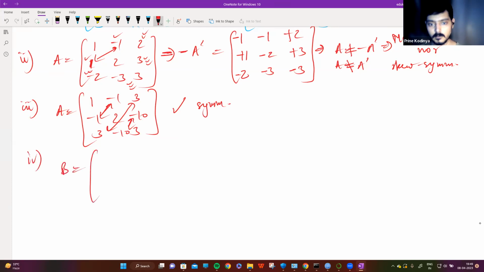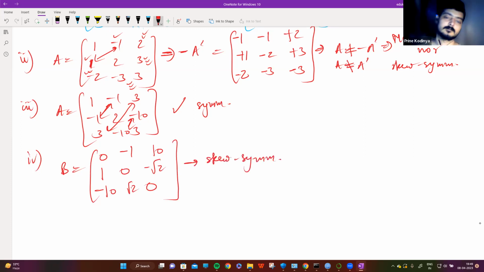For skew symmetric, we know diagonal elements must be 0. Whatever is written here, minus sign should be written here. Whatever is written here, minus sign should be written here. Whatever is written here, minus sign should be here. So this is skew symmetric. And also check that by finding out A and A dash.